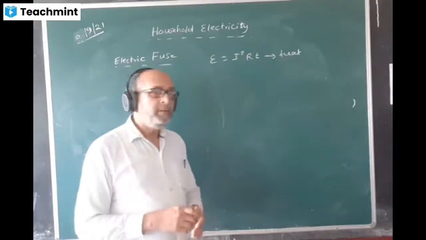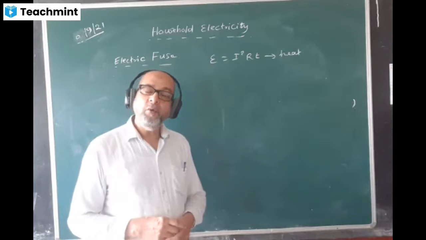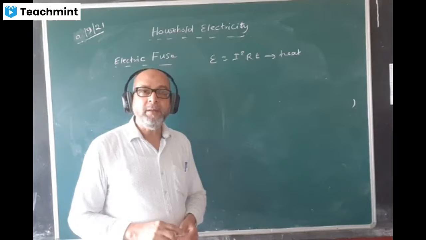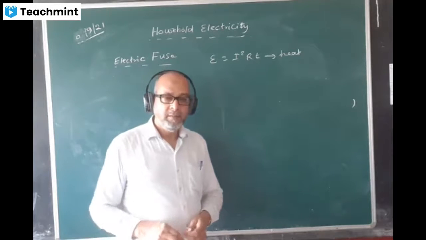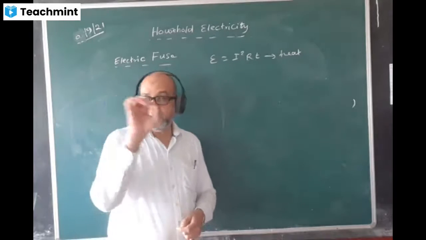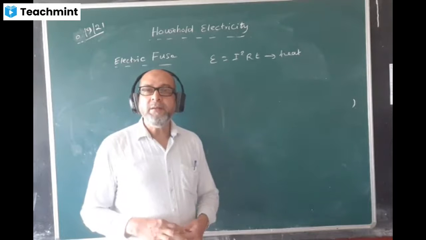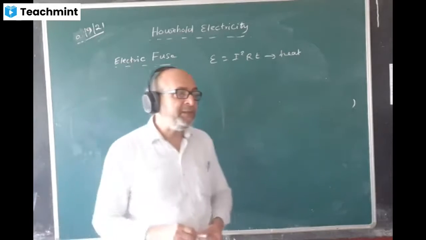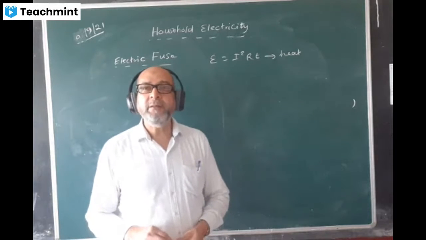A fuse wire: high resistivity and low melting point. For a good fuse wire, inside the fuse we have a wire there. And the fuse wire must have the properties of high resistivity and low melting point. Am I clear?